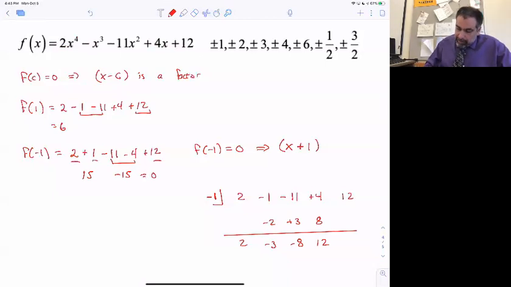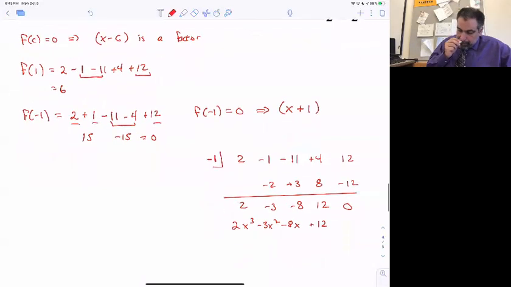And now when I do the negative 1 times the negative 12, and again, that's this negative 1 times this positive 12, I get a negative 12. And that gives me that 0 remainder I was after. So what that tells me is I now have a 12, a negative 8x, a negative 3x squared, and a positive 2x cubed. Okay, so I know one factor. Let me highlight that factor so I don't lose it.